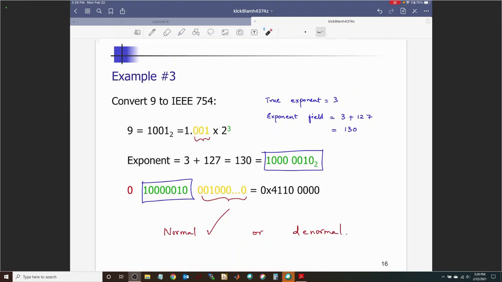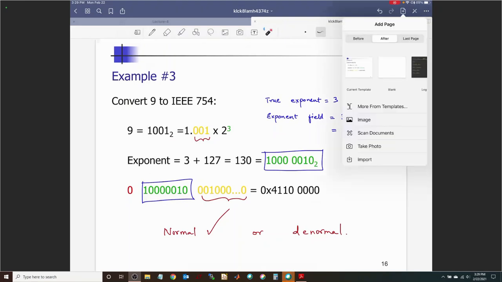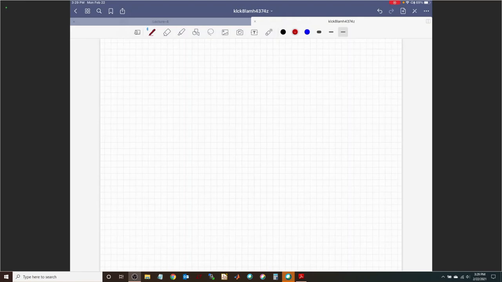Now, since we have dealt with an integer over here, let us also try to deal with a real number. So let's do another example here. Let's convert negative 6.75 base 10 to IEEE 754 single precision format.